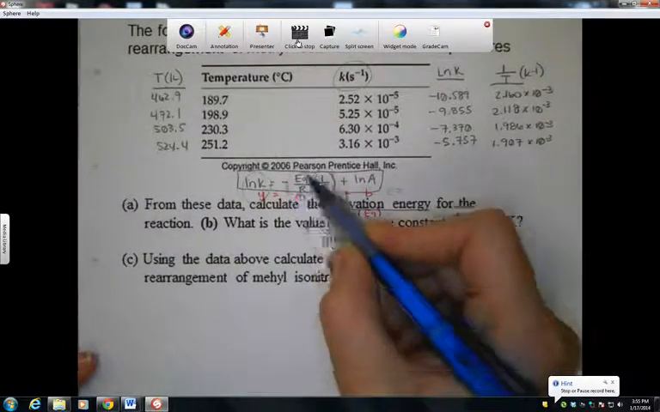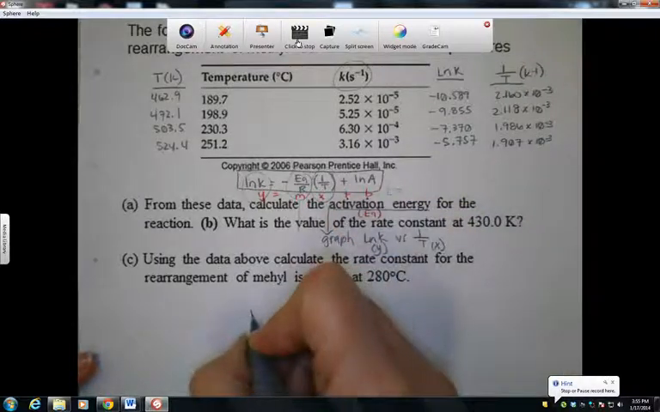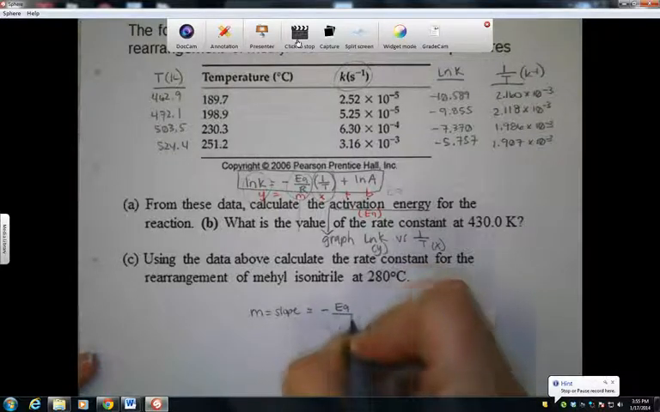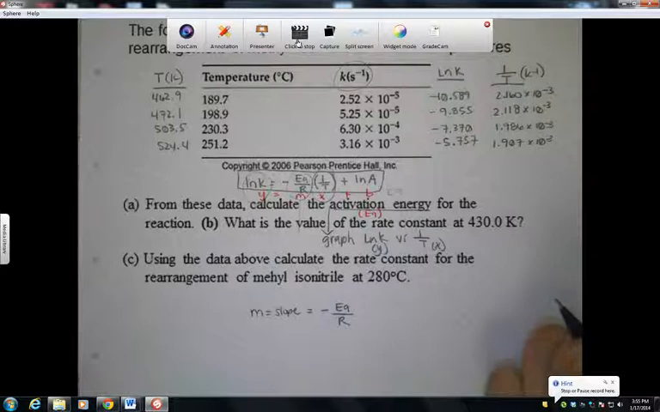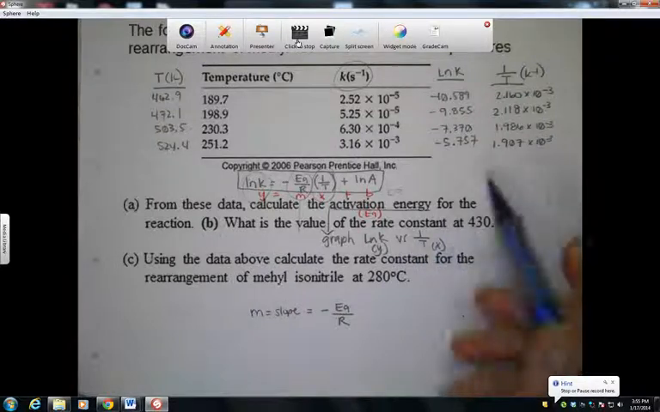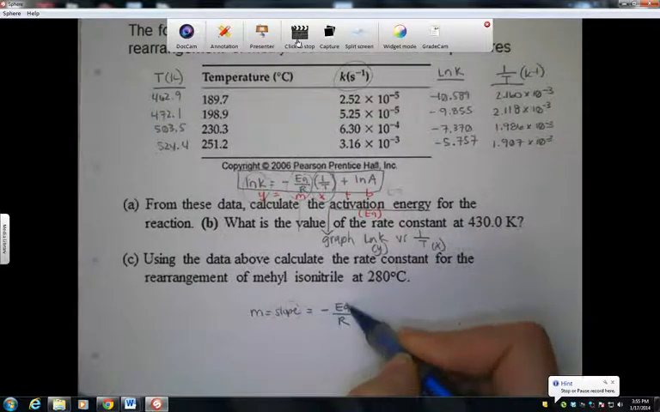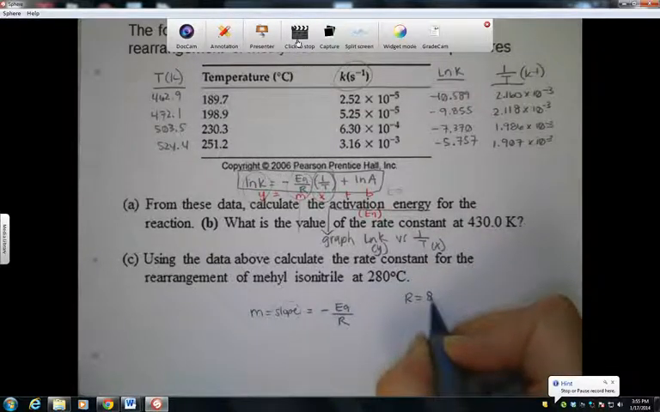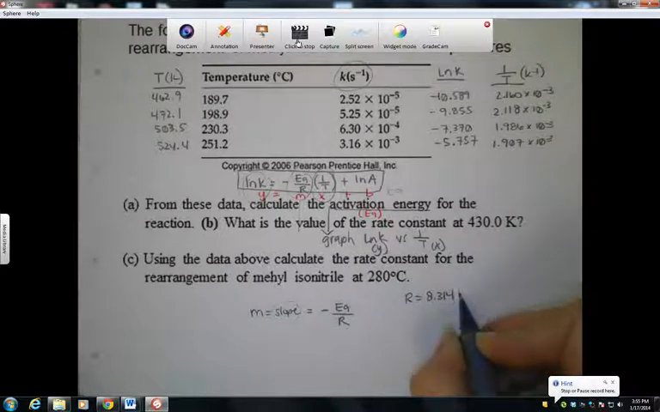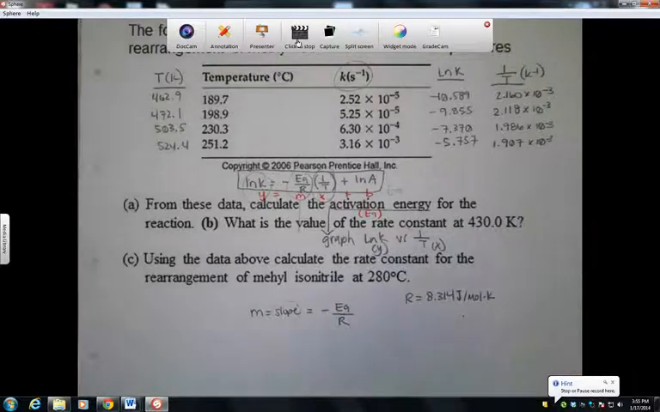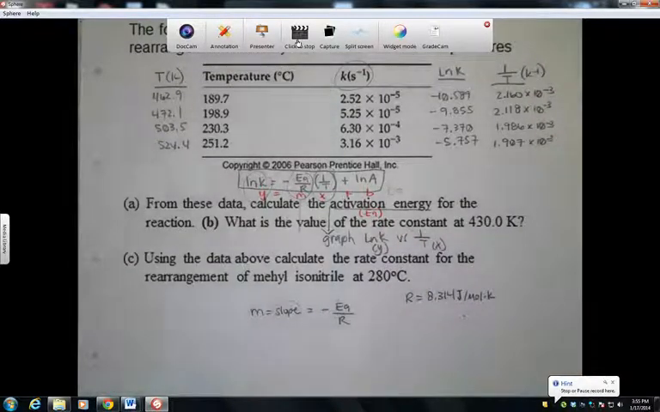Up here it tells us that the slope, M, so M equals slope, is going to be equal to the negative of our activation energy over the universal gas constant. Once we graph this and get the slope from the graph, we can plug that in here, make that equal to negative activation energy over R. If you remember, R is the universal gas constant, and it's equal to 8.314 joules per mole Kelvin. So we can plug that in there, get the slope from the graph, and solve for EA. That's where we're headed for part A.